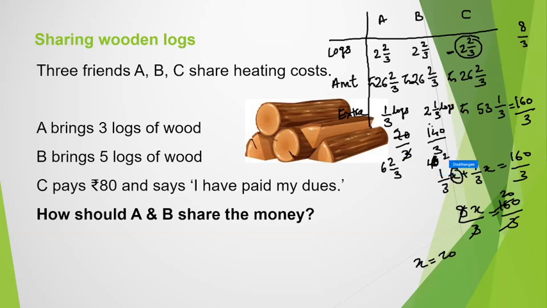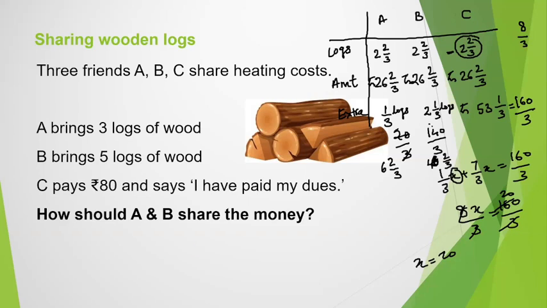Correct? Ashwin, answer? Wait. So now you are saying A should get 20 by 3 rupees, B should get 140 by 3 rupees, right? Is that what you're saying? 140 by 3, isn't it? We can just leave it at 140 by 3 itself. That is also okay. Now you have to add all of them. 160 by 3. Yeah, that amounts to 53 1/3.